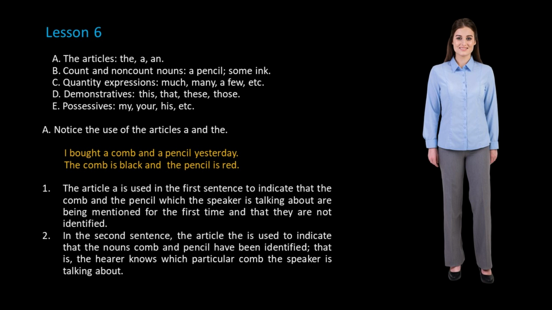The article a is used in the first sentence to indicate that the comb and the pencil, which the speaker is talking about, are being mentioned for the first time, and that they are not identified. In the second sentence, the article the is used to indicate that the nouns comb and pencil have been identified. That is, the hearer knows which particular comb the speaker is talking about.